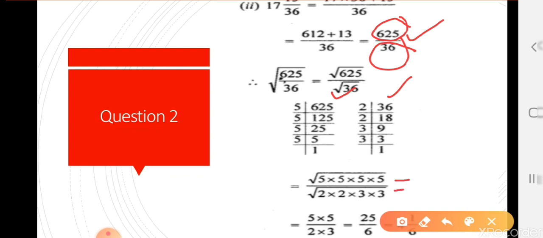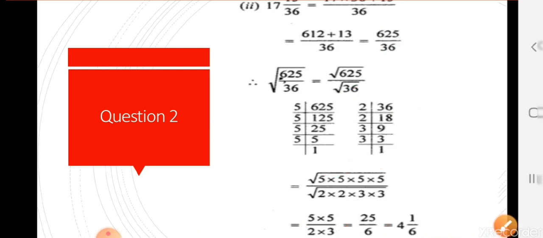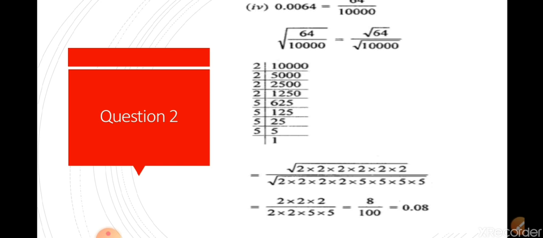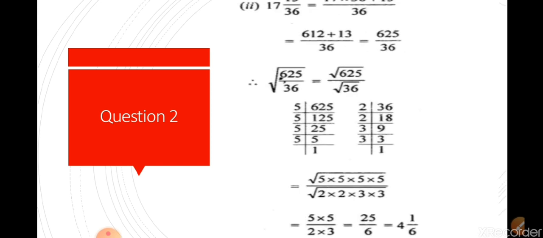On the numerator side we can see one pair of 5 and then again one pair of 5, so it will come 5 into 5. Down in the denominator, 2 into 2 means one pair of 2 and the next pair of 3, so 2 into 3. Numerator 25 upon 6. Because the question is in mixed fraction, therefore the answer also we will write in mixed fraction. So the answer will be 4 whole 1 upon 6. Now next question.